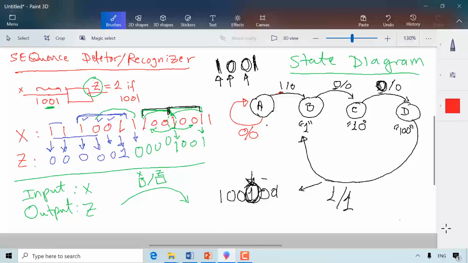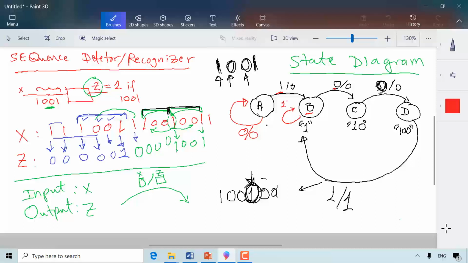Okay, how about B here? Remember B, it is the state where I have seen a 1. Then I'm going to leave to the next state if I receive a 0, so that now I remember 1, 0. But what if in B I received, instead of a 0, a 1? In this case, I stay in B.